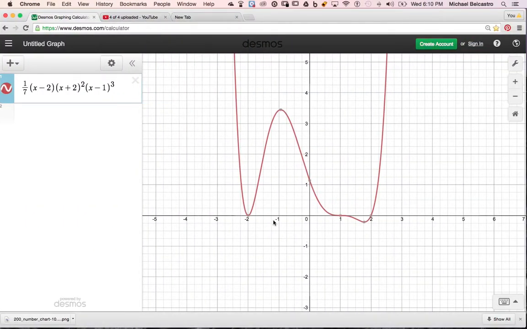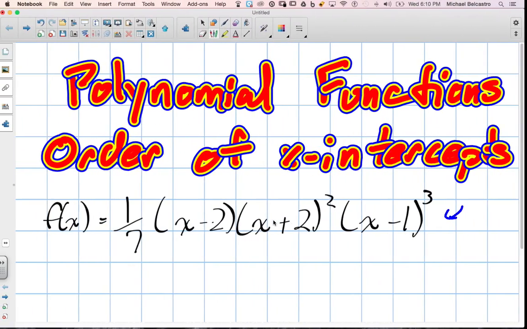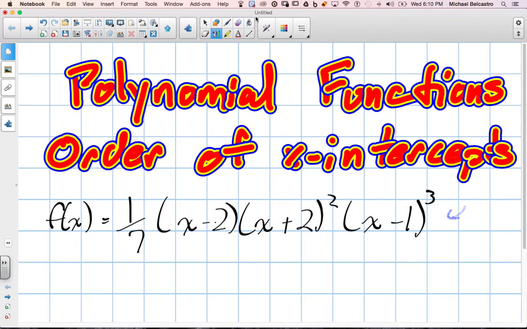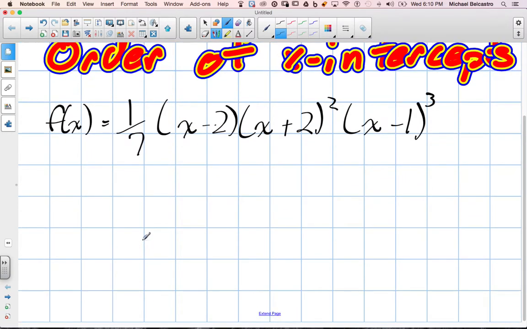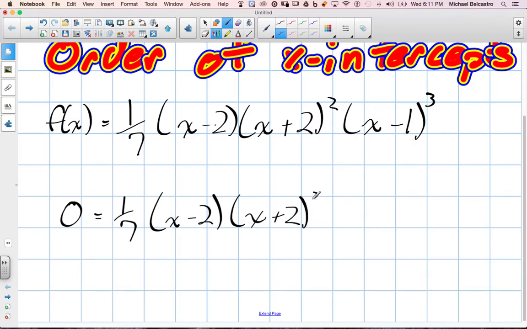Because we have a graphing calculator, we can check to make sure what we did is correct. X-intercepts are essentially when the y value is 0, so our function is set equal to 0. We replace f(x) with 0: 0 equals 1/7 times (x minus 2), times (x plus 2) squared, times (x minus 1) cubed.